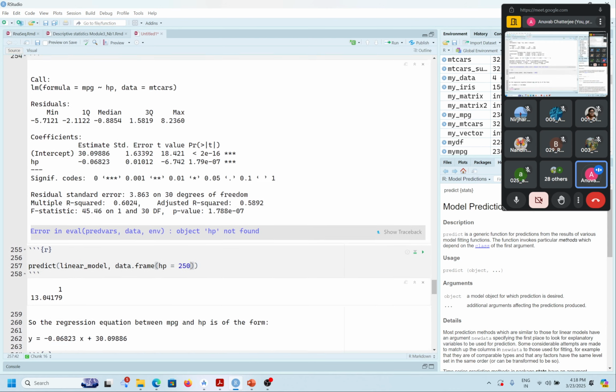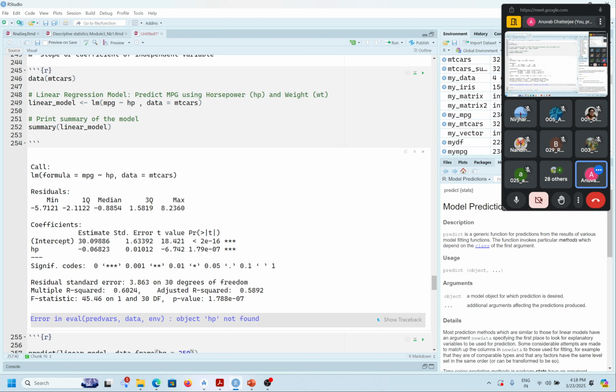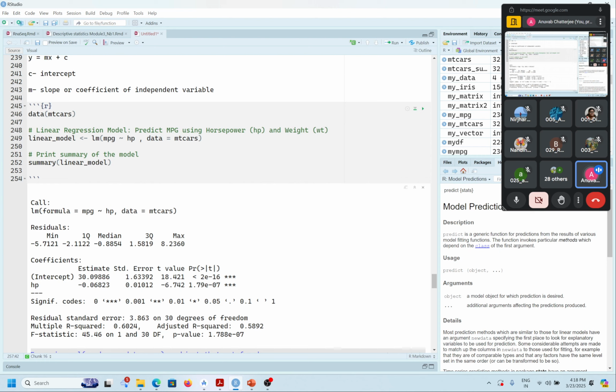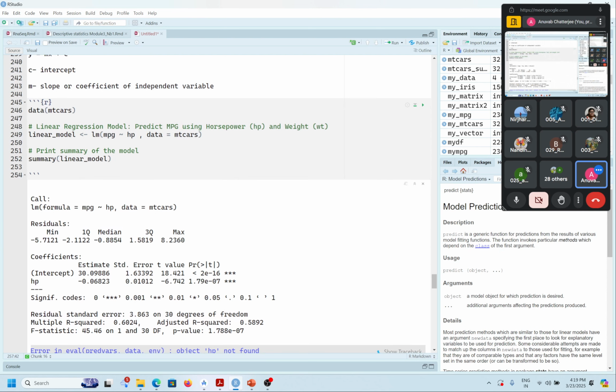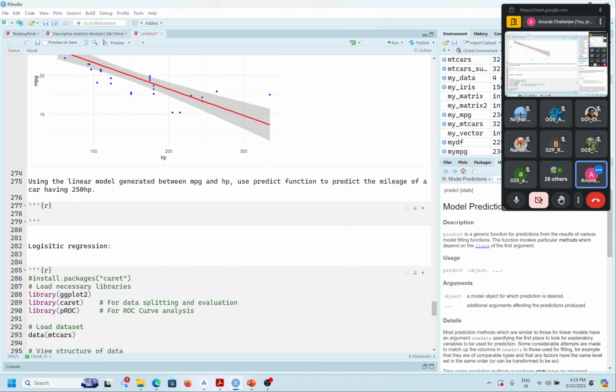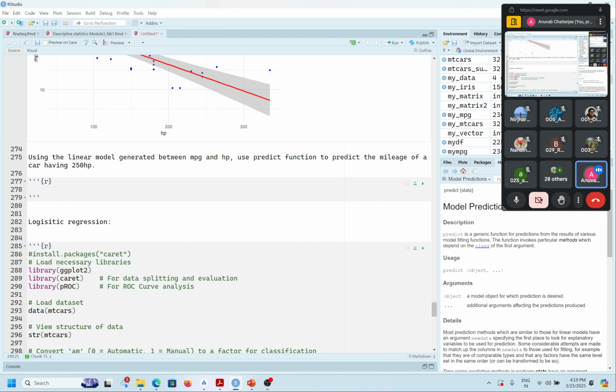So we are in the age of artificial intelligence. You have heard of how you can ask AI any question and it will give you an answer depending on the training it has got. So using this data from the mtcars dataset, we have actually trained the regression model, and using the regression model we can now predict stuff depending on what we input. So this was about linear regression.